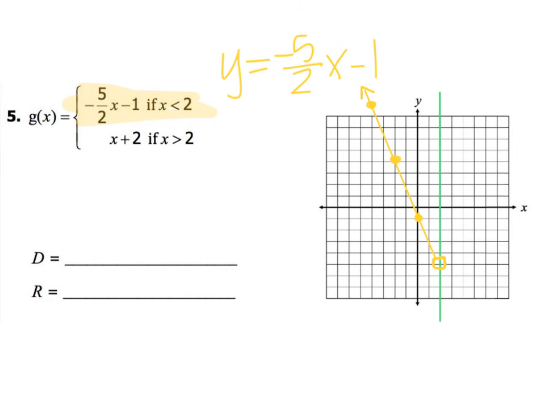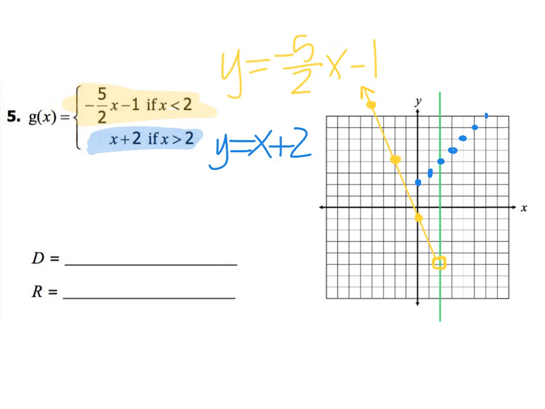Now the second part, when x is greater than 2, we want this line, this piece. So this is the line y equals x plus 2. So we know we're going to graph this just like we normally would. So we go to positive 2, put a dot, that's our y-intercept, and we're going to go up 1 over 1, all the way up. All right, and that's what our line's going to look like.